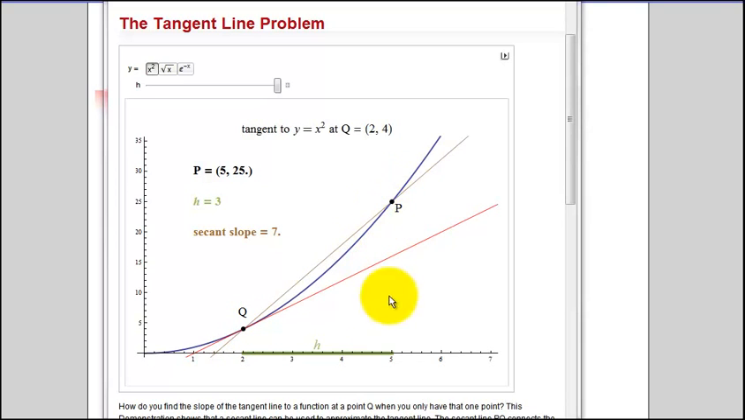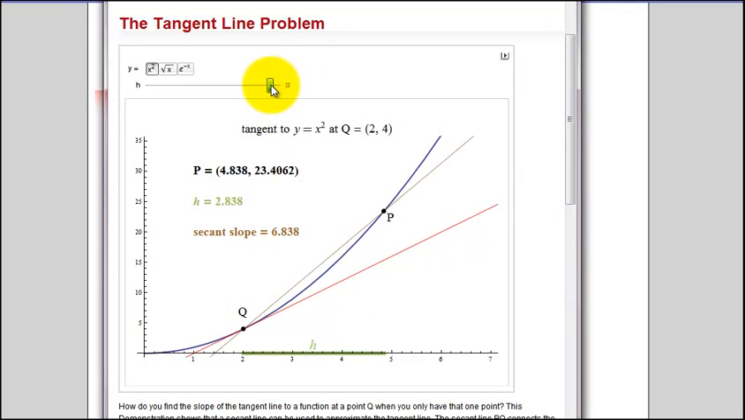So let's look at what happens if the distance between Q and P becomes smaller, or another way of saying that, we're going to have h get closer and closer to 0. I can do that with this slider. We can see point P moving down, and you should be able to see that the secant line appears to be approaching the tangent line. As h gets closer and closer to 0, the secant line and the tangent line are becoming the same.